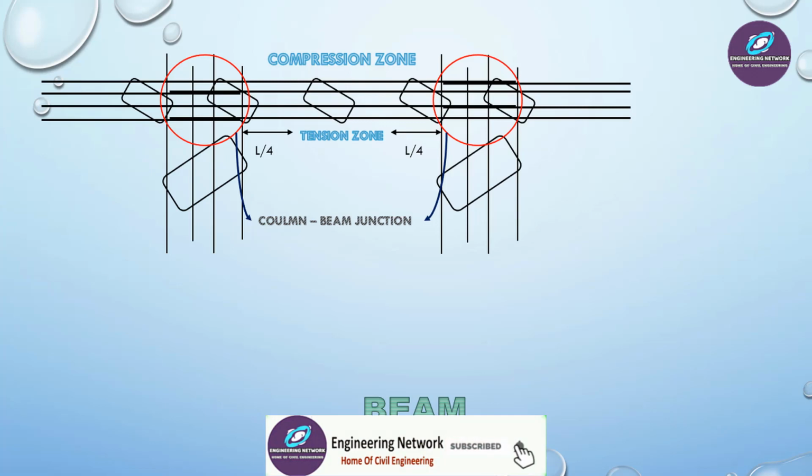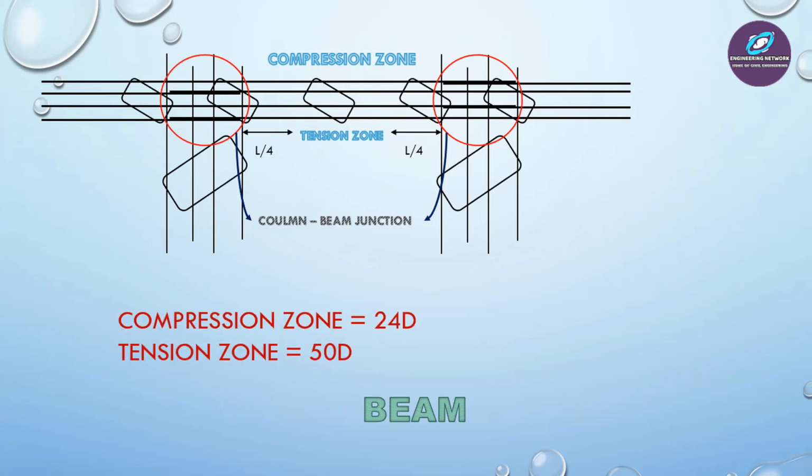Rings should be closely spaced in the lapping zone, same as in column. The spacing of rings in beams should be less than the spacing of rings in the other part of the beam. Lapping of bars should be alternate, same as in the column.